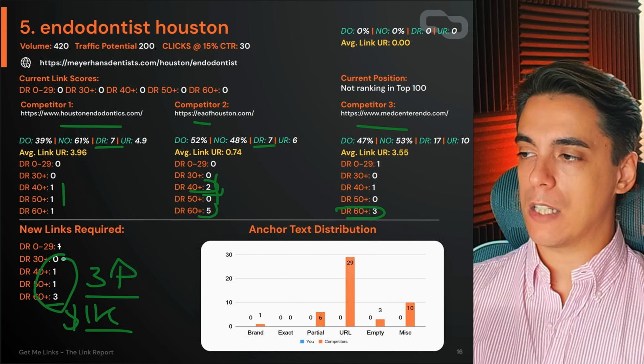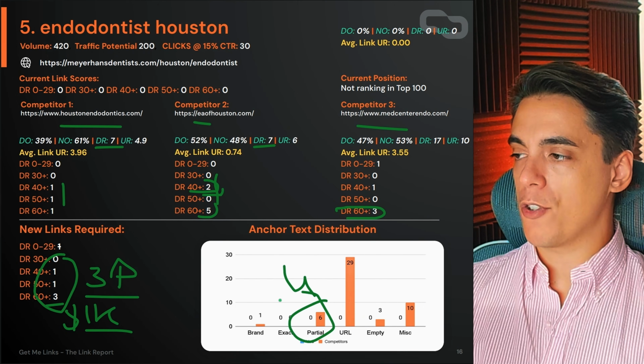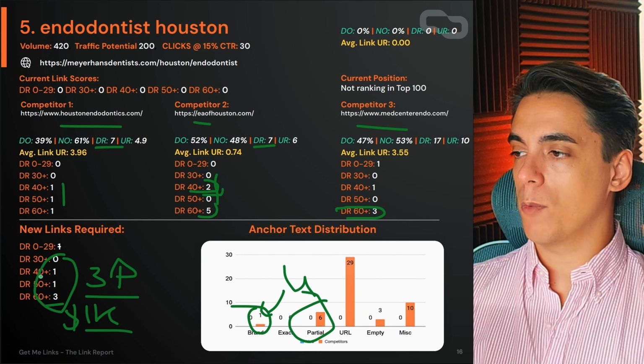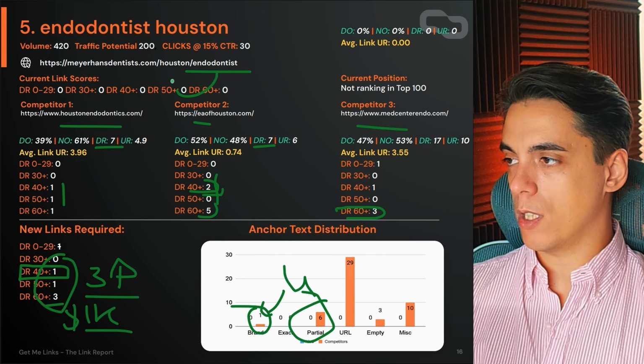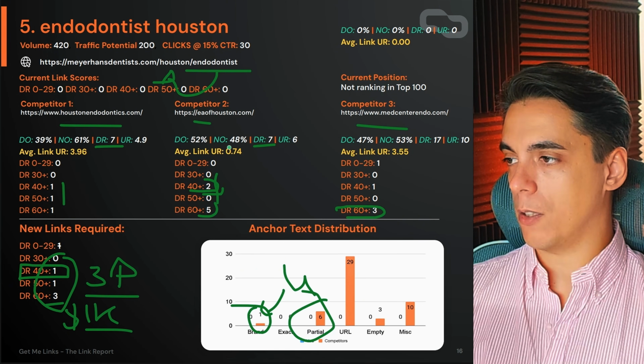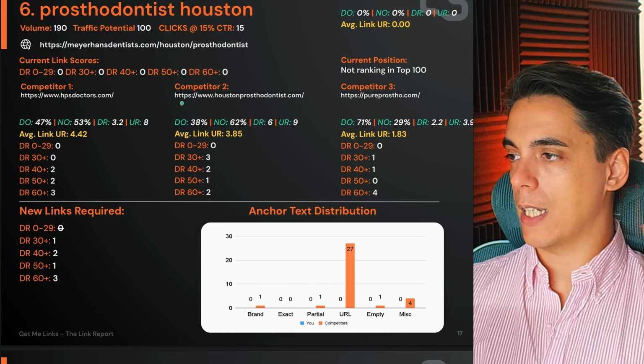So these 5 will be what I do. Again, 4 of them will be partial match. 1 of them will be branded. The branded one will likely be the cheapest one, right? And that should be good. Again, it's going to continue to support our Houston page. Fantastic. And prosthodontist, what about these guys?